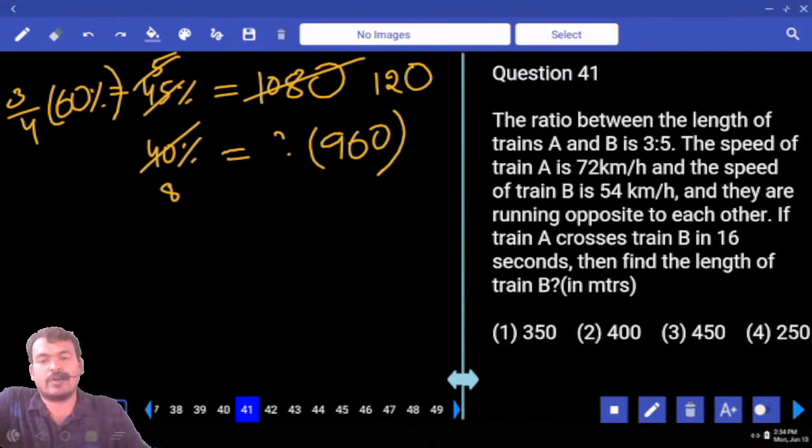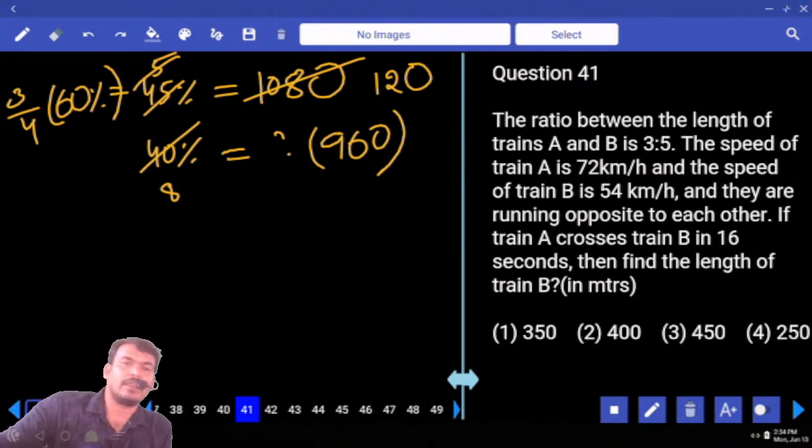Next question number 41. The ratio between the length of train A and train B is 3:5. The speed of train A is 72 km per hour and the speed of train B is 54 km per hour. And they are running opposite to each other. If train A crosses train B in 16 seconds, find the length of train B.